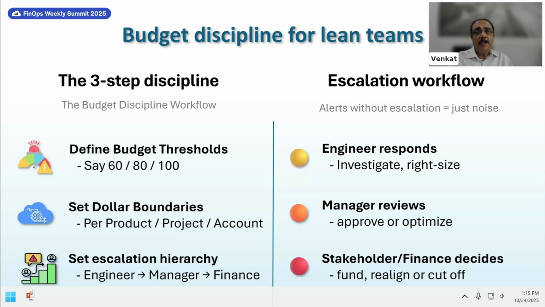So the escalation workflow is very, very important, as I mentioned earlier. Investigate and right-size by engineers; manage and review by managers; approve and optimize. Say there is some architecture change; they need to approve it. They need to argue for the dollar amount to implement the solution, whatever is causing the problem. Stakeholders need to fund it and realign their project. Otherwise, as we have seen in the federal government, they cut off the project. Yes, it is a reality. If we cut off the project, we lose the money there.